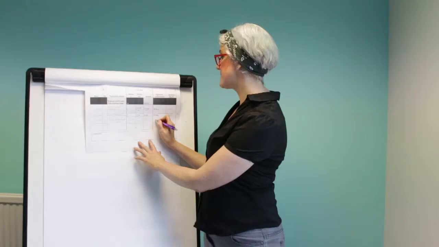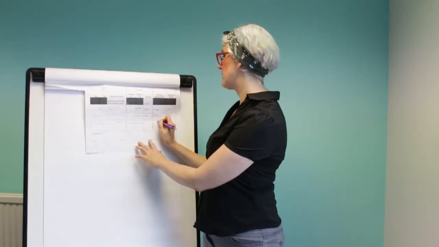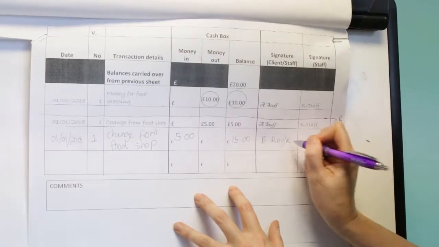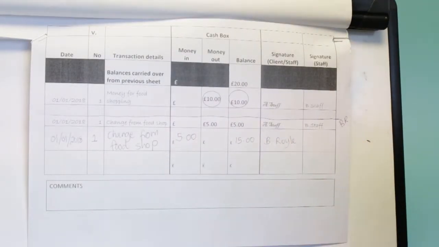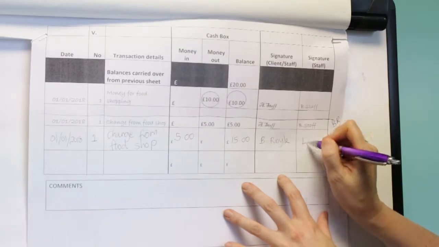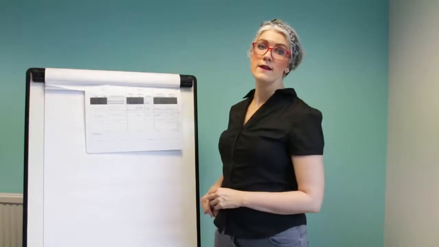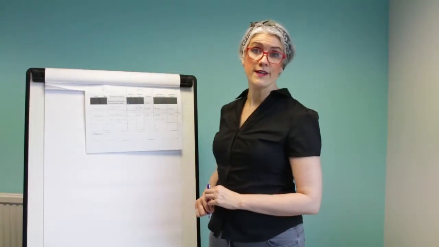I'm going to sign it, and on this occasion, because I'm lone working, I'm going to write LW in that column. It's perfectly fine to write lone working or lone.